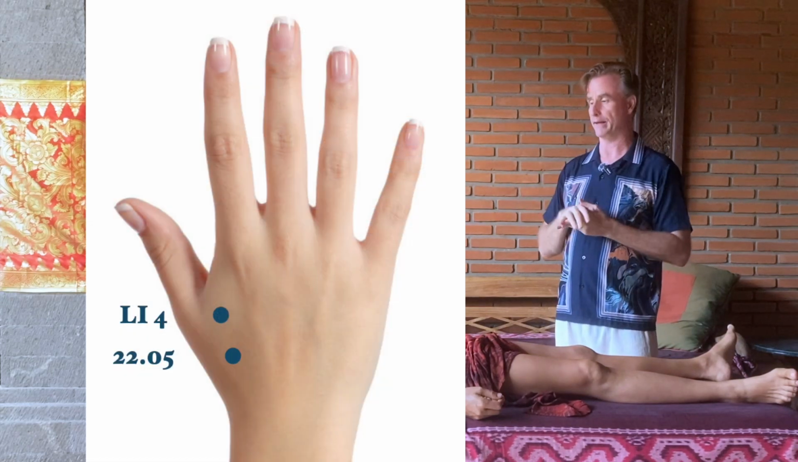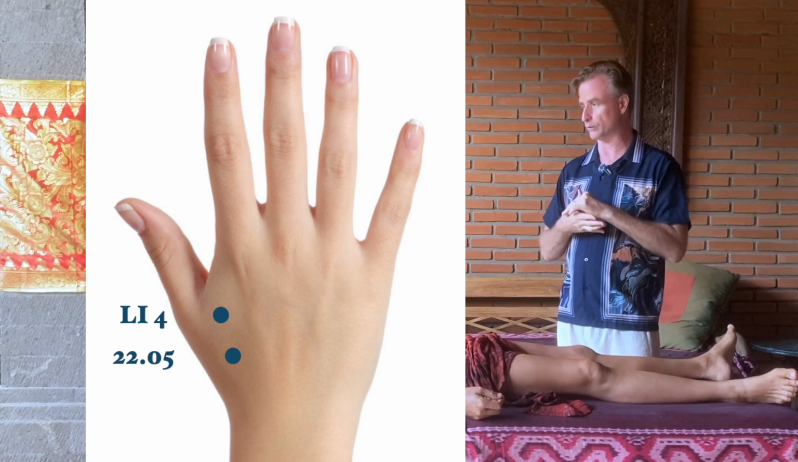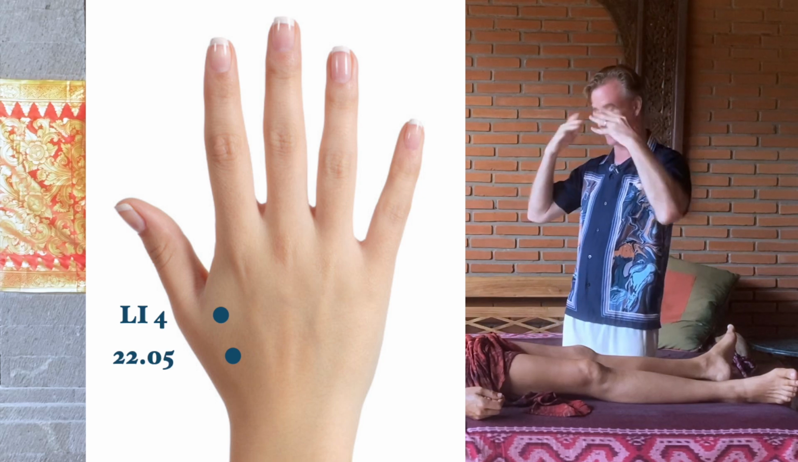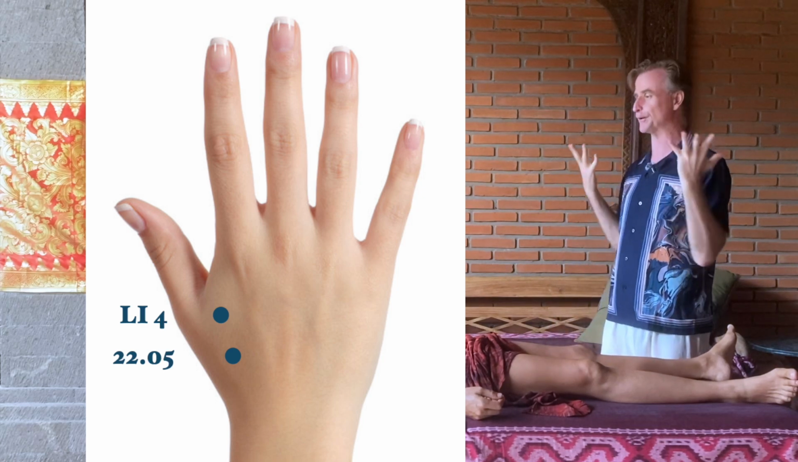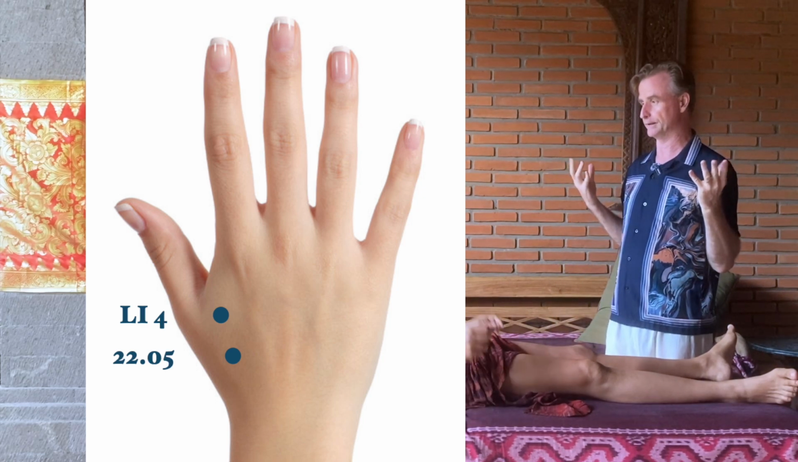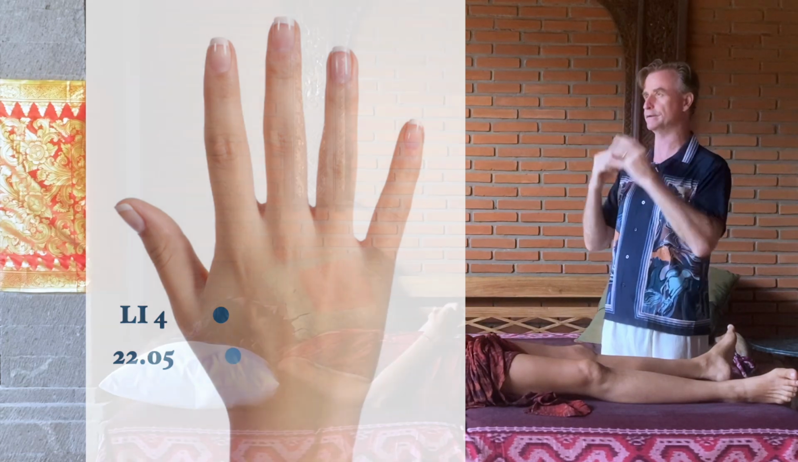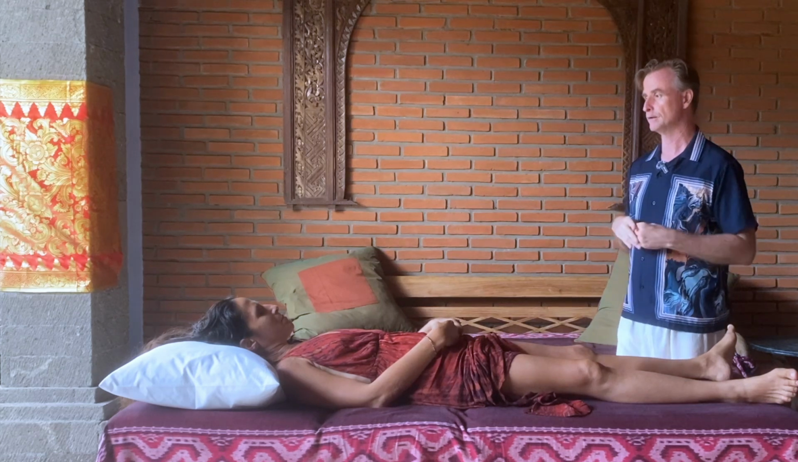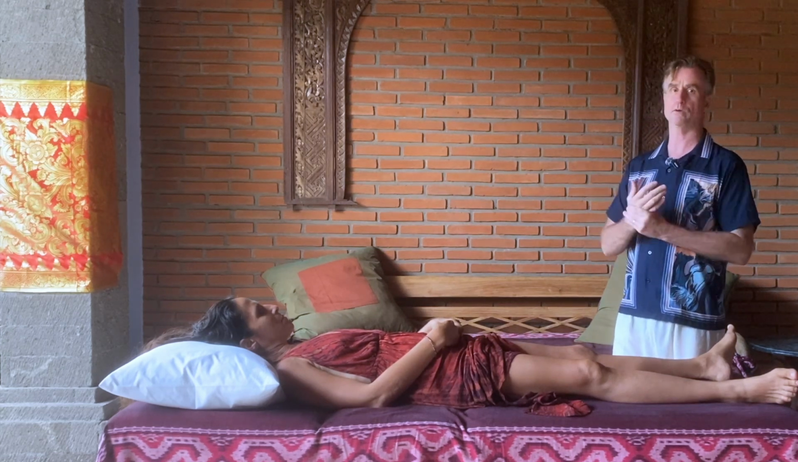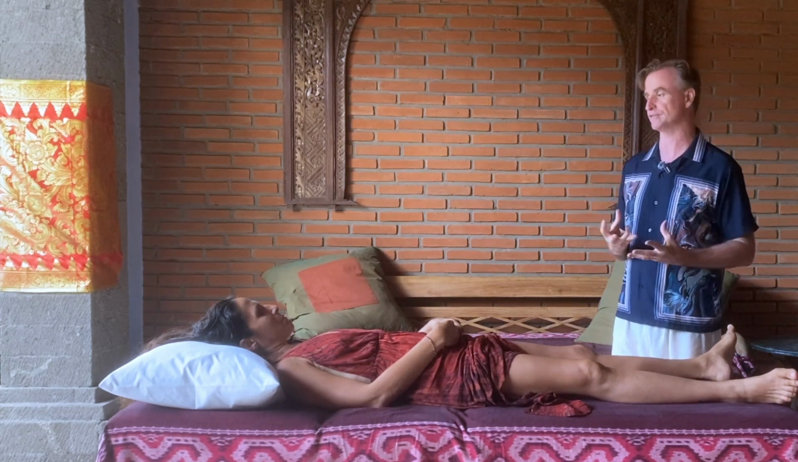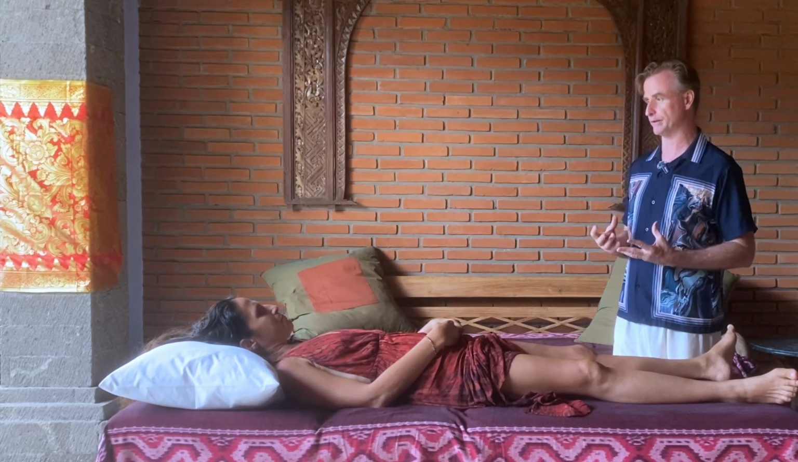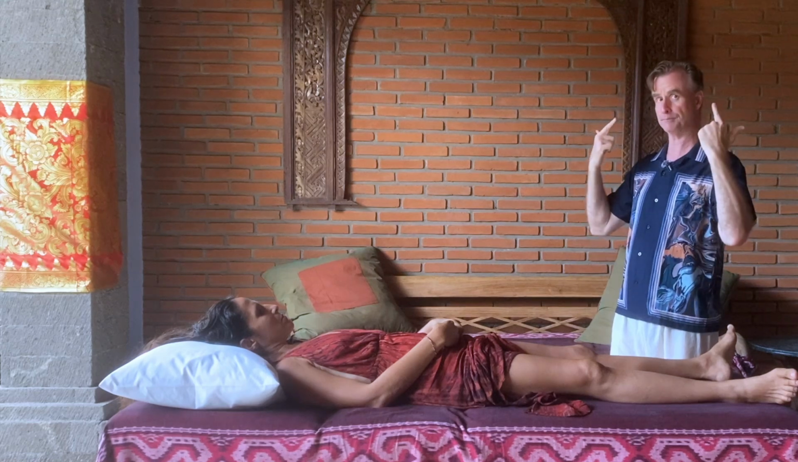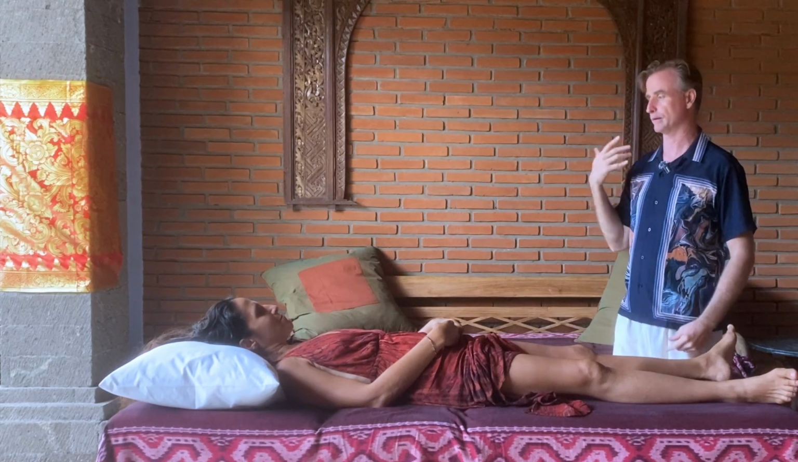Okay? And this point here, like LI4, is widely known for treating headaches, eye problems, even sinus problems, and even like paralysis in the face or Bell's palsy. So when you're working with points on the hands and the feet, understand that you're having a very powerful effect on the brain, the head, and the face.